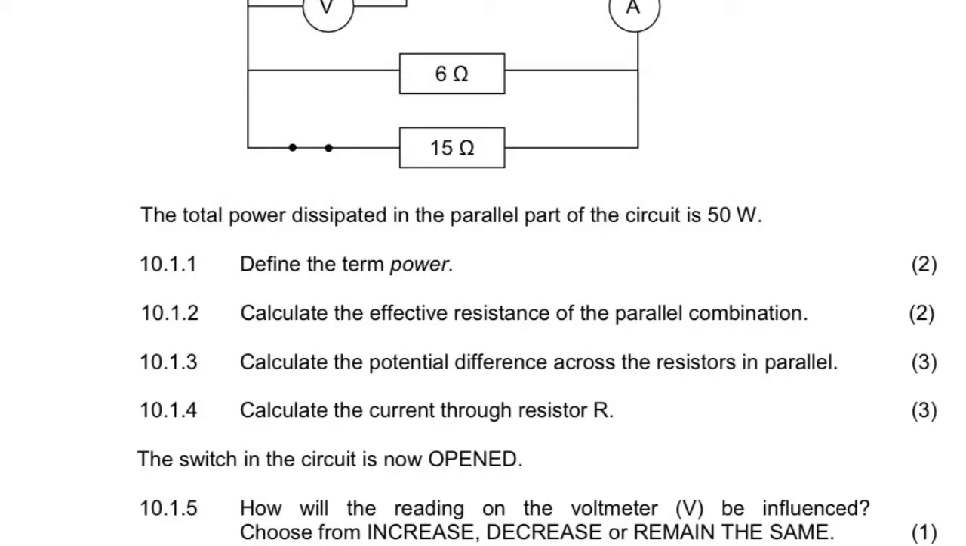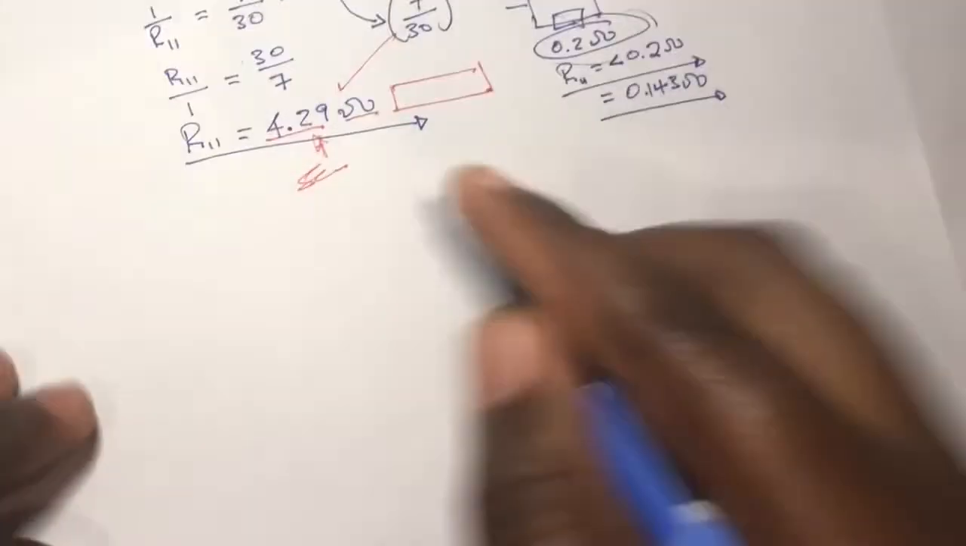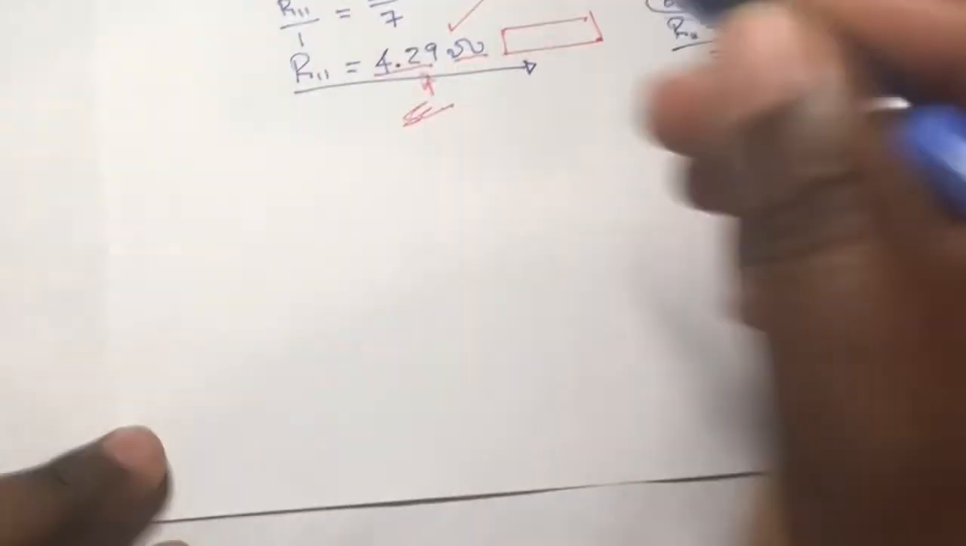Okay guys, so now let's move to question 10.1.3, and the question reads as follows. Calculate the potential difference across the resistors in parallel. And this question is allocated 3 marks.